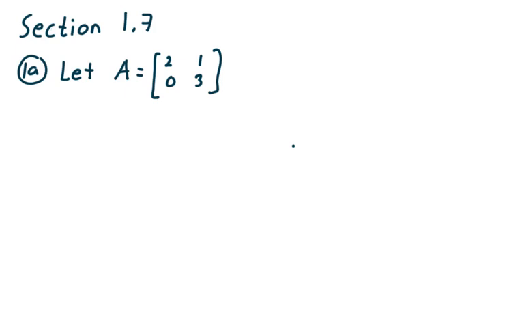Now, I'm going to circle the entries along the main diagonal. And I want you to notice the entry below the main diagonal. The entry below the main diagonal is 0. And so what that tells me is that A is an upper triangular matrix.